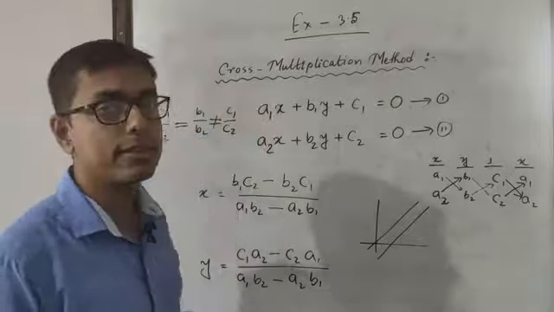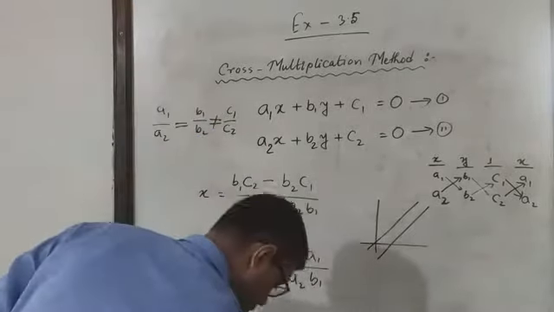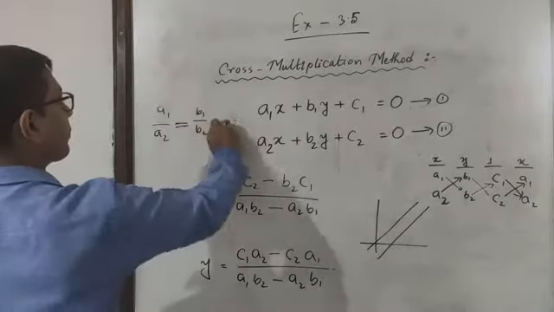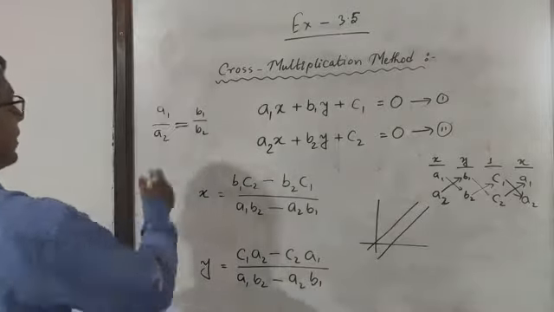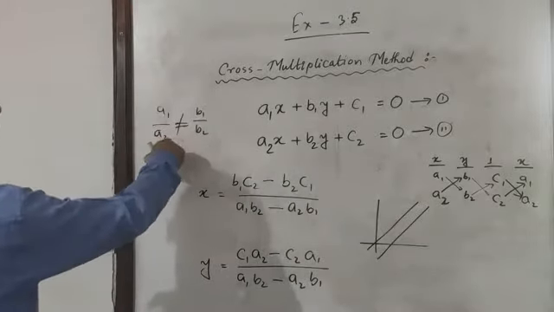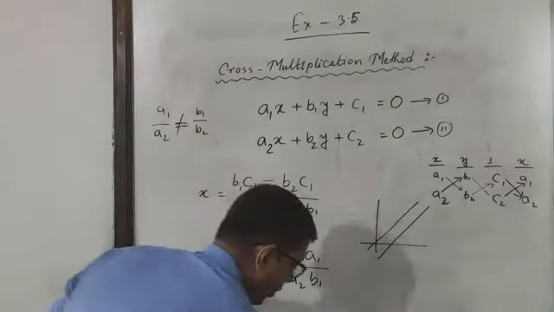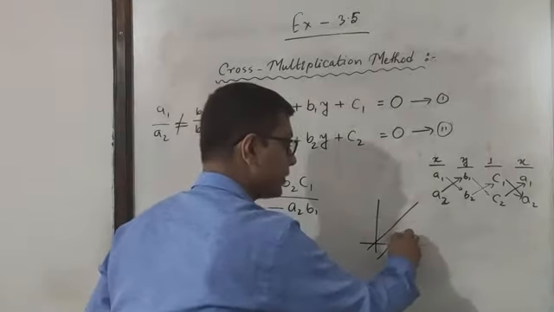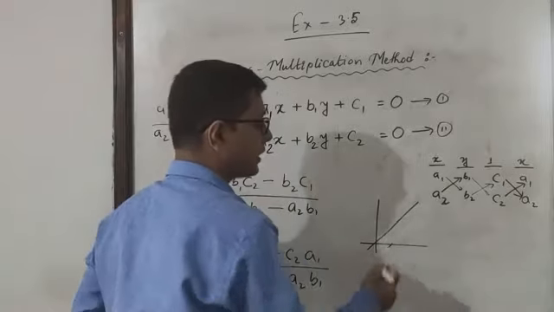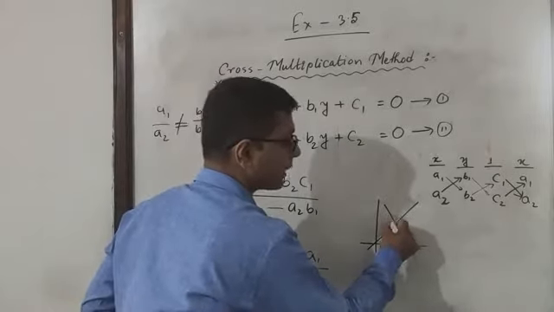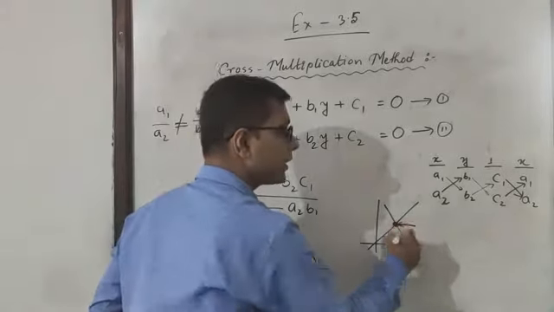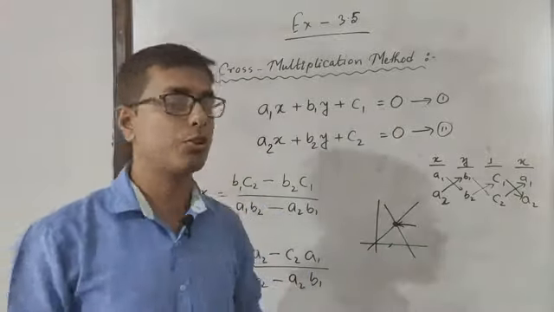The thing is that if they are satisfying this condition, the first condition, that is a1 by a2 not equals to b1 by b2, if this is satisfied then when you draw the graph, the equations will be of this type. They will be intersecting at one point, and the point of intersection will give you the unique solution.